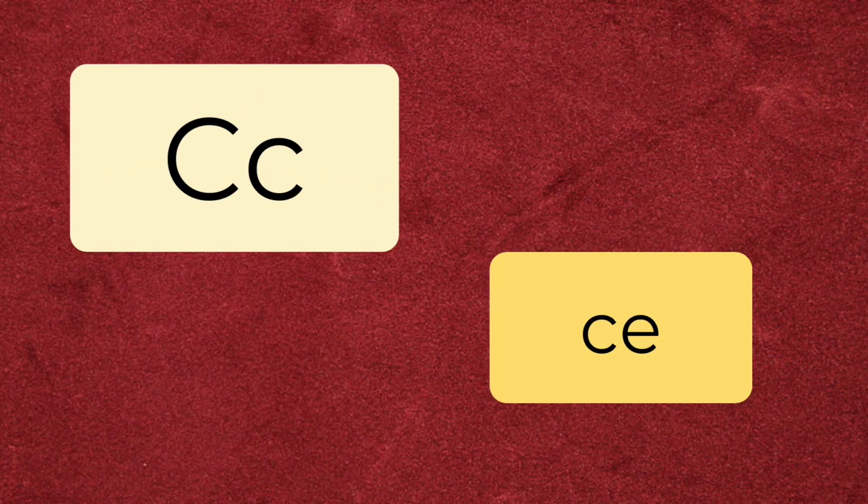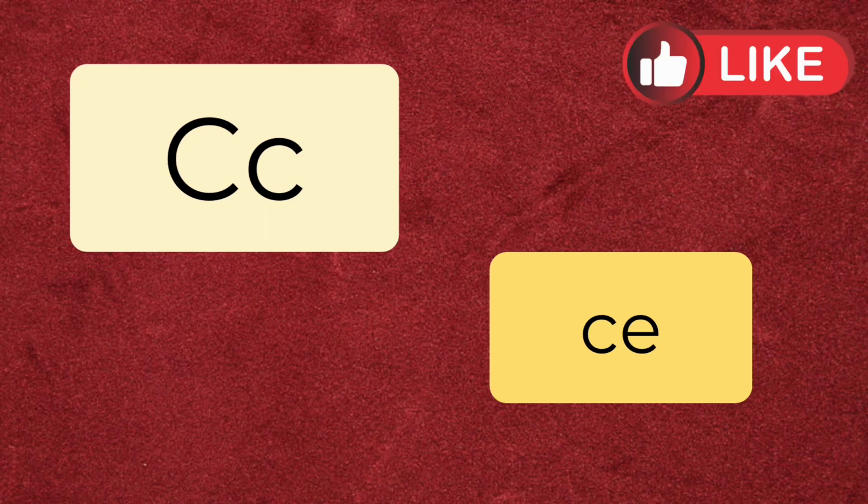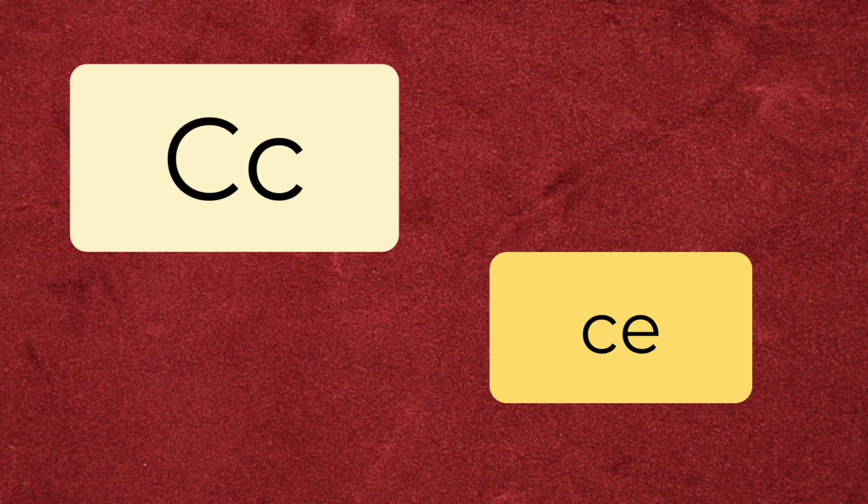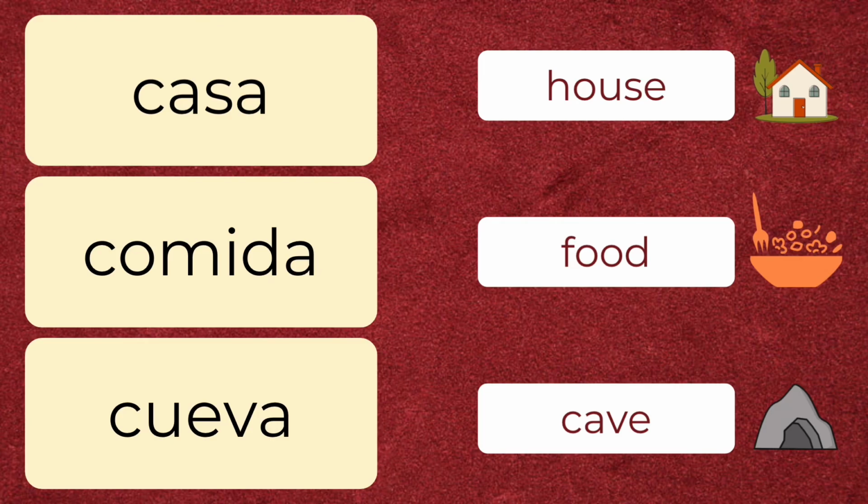Letter C is called C. It is going to sound different depending on whether it is used before letter E or I. If it is before letter A, O, U, or any consonant, it is going to sound K, like in casa, comida, cueva.